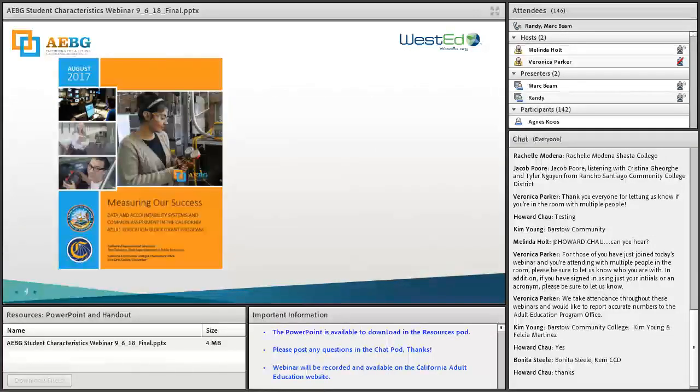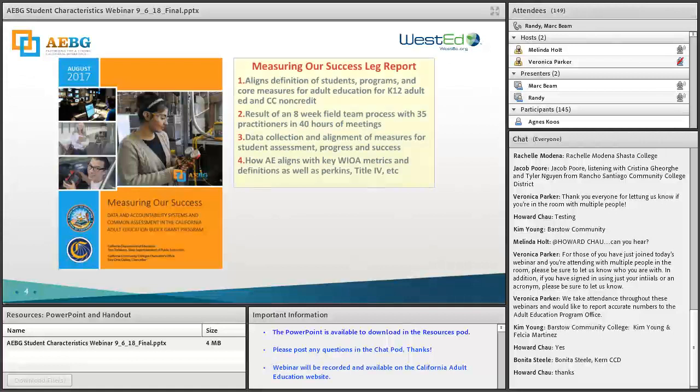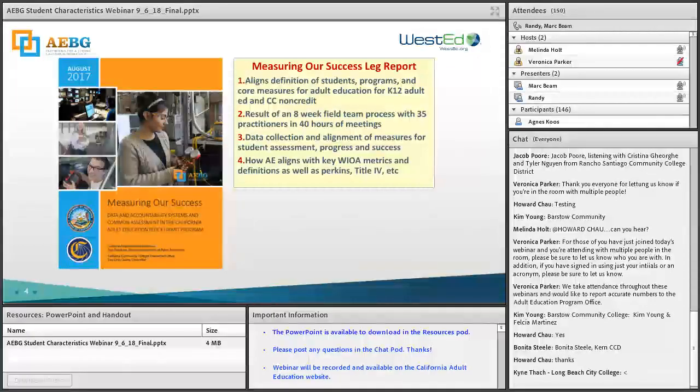So, just a little bit of background on data and accountability in the adult education block grant program. I first started working on this program about a year and a half ago. Kathy Booth and I ran a series of field teams with practitioners to produce a report to the legislature that identified all of the metrics and programs and the ways we were going to measure effectiveness of consortia and report to the legislature. So we produced a report in August of 2017 called Measuring Our Success.